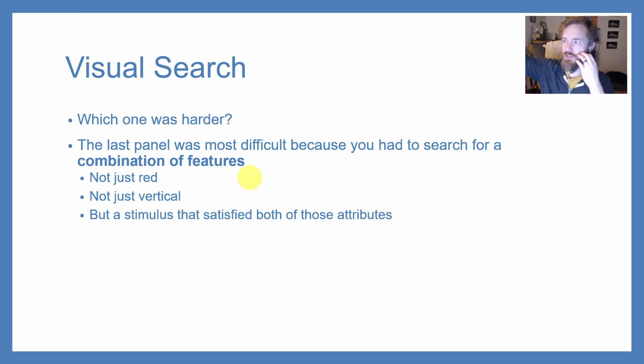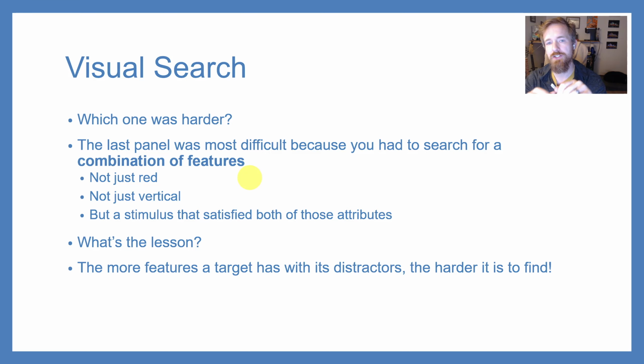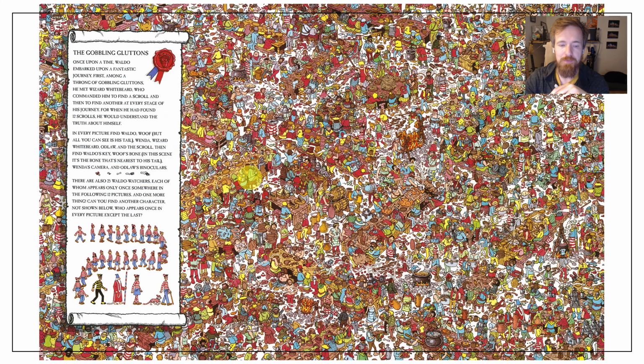So it's not just, do we satisfy this one condition? It's, do we satisfy these other conditions as well? These two conditions whenever the backgrounds share some of those attributes. So the lesson here is that the more features a target has in common with its distractors in the background, with its environment, the harder or the longer it is for us to say that we see it.